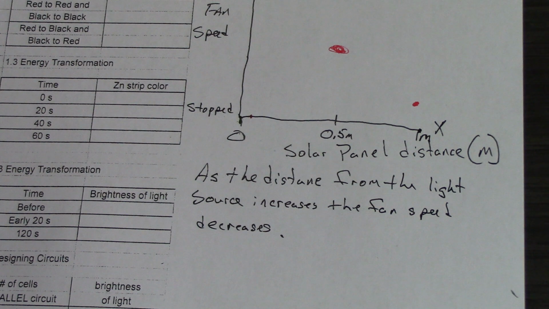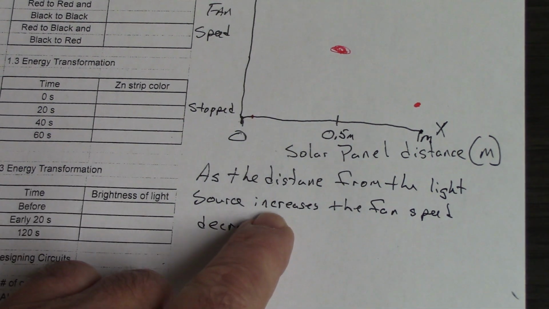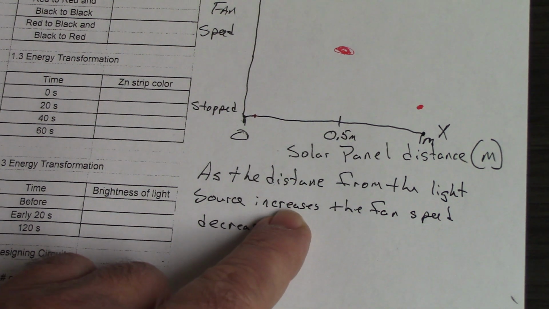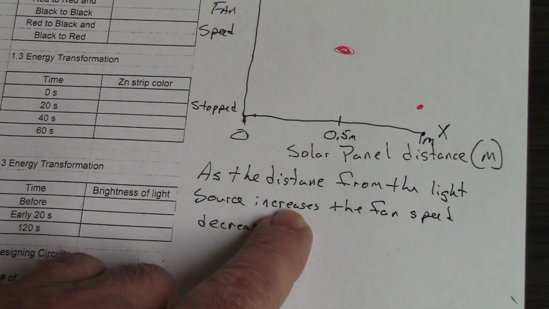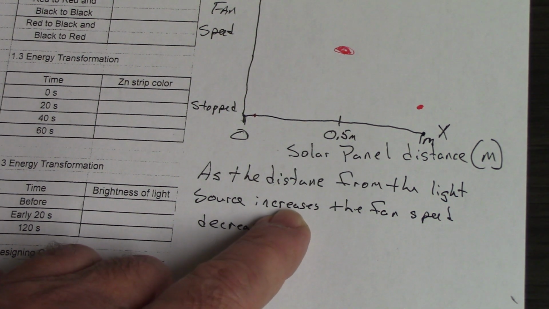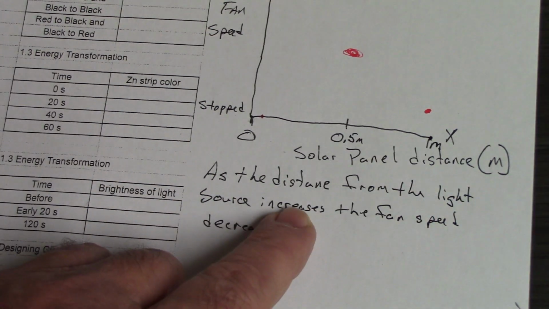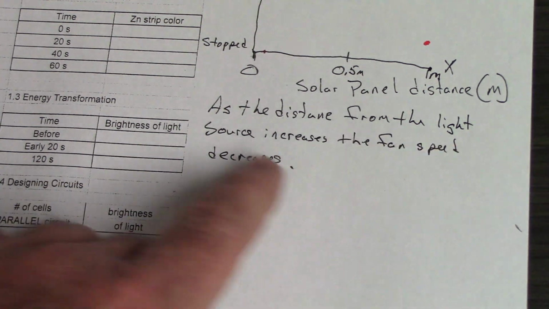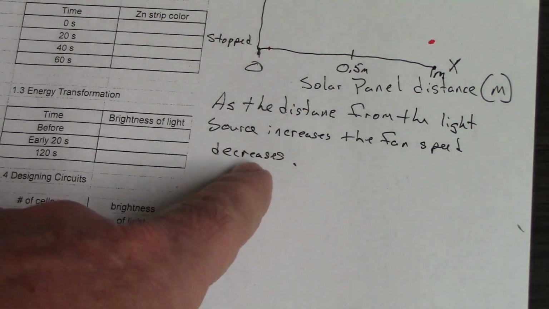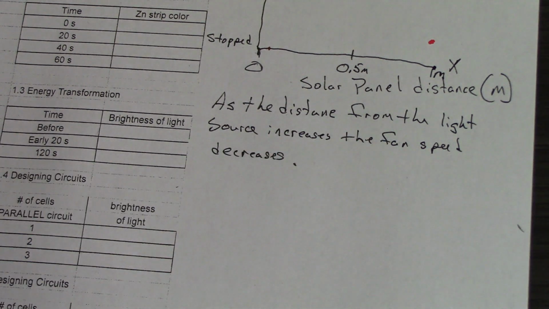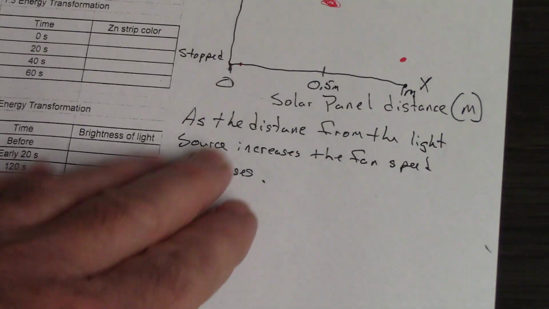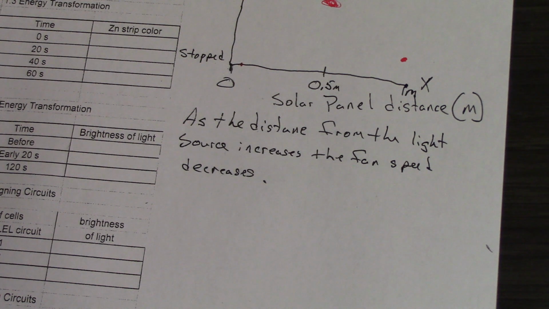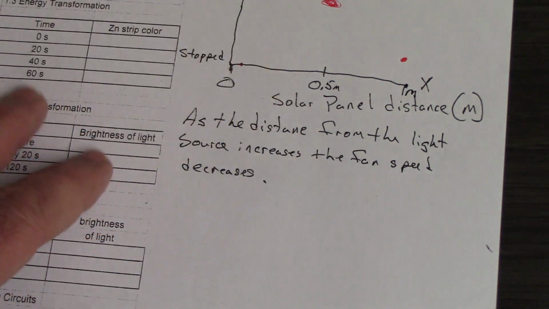Now, if you choose to say the distance from the light source got larger, that's fine. Increases, gets larger. At greater distances, there's a lot of ways to make this statement. Okay, so as the distance from the light source increases, the fan speed decreases. You could change this to the fan speed gets slower. The fan speed is less. There are a lot of ways to make this sentence make clear what's happening in this graph.